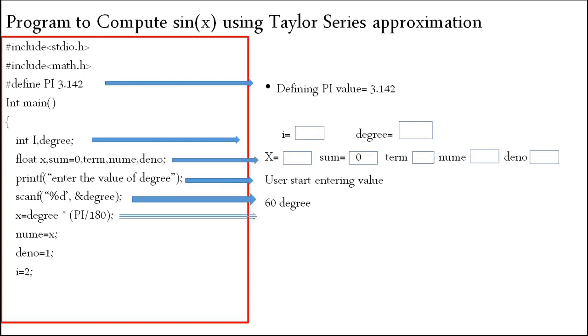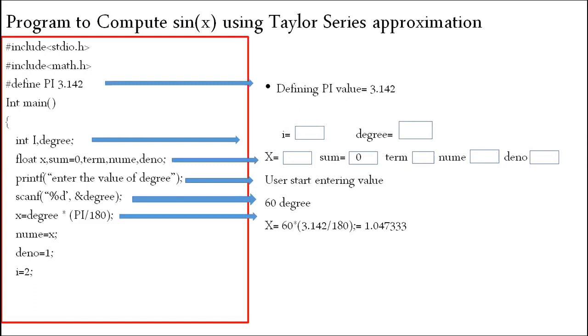So for that, I have a formula. x is equal to degree into pi by 180. So here you can see the values. The user had entered 60; I'm taking the example as 60 degrees. So 60 into the pi value I have defined in my program, that is the constant value 3.142, divided by 180. After doing this, we'll get the answer, that is 1.047333. So this number will be stored in the place where x is located. Now the value of x is updated.